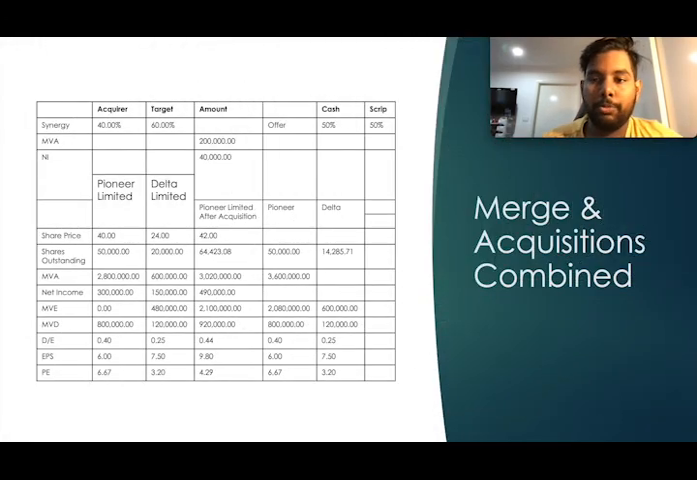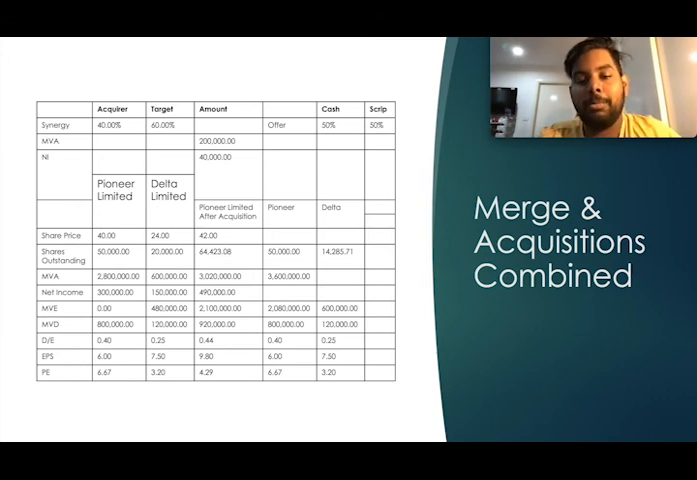Moving on to mergers and acquisitions combined, we can see that for Pioneer Limited, after acquisition, it displays a share price of $42, shares outstanding at 50,000, market value of debt at 920,000, debt to equity ratio at 0.44, earnings per share ratio at 9.8, and price earnings ratio at 4.29.